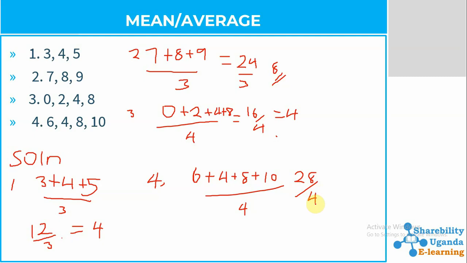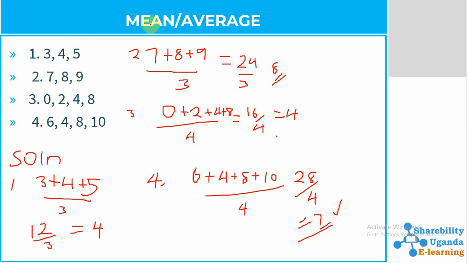So when you say 28 divided by 4, someone with an answer, we shall be having our 7. So that is how we can solve numbers concerning mean and average. This topic is easy for everyone to pick.